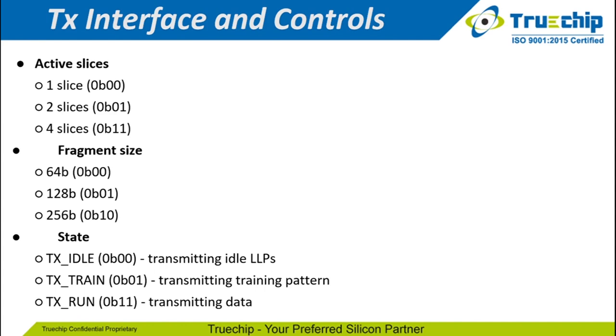Now let's move to the TX interface and controls. Here are the active slices, which can be 1 slice, 2 slices, or 4 slices, and the fragment size, which can be 64-bit, 128-bit, or 256-bit. These are the states: TX idle state, transmitting idle LLPs; TX train state, transmitting the training pattern; and TX run state, transmitting data.